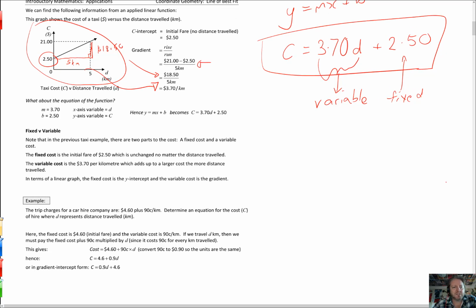Okay, so this next one is not graphical. You could sketch it if you're a visual person, that's great. But it's just given to us in words. Let's read it through. The trip charges for a car hire company of $4.60 plus 90 cents per kilometre. Unrealistic, okay, but I'm just making up numbers here. Determine an equation for the cost C of hire, where D represents distance travelled. So it's very similar to the previous one, and all it says is determine an equation.